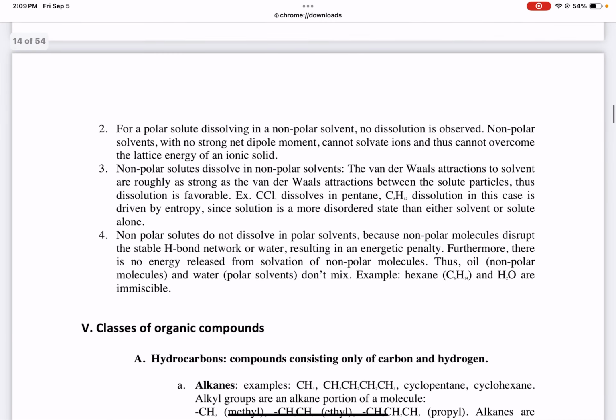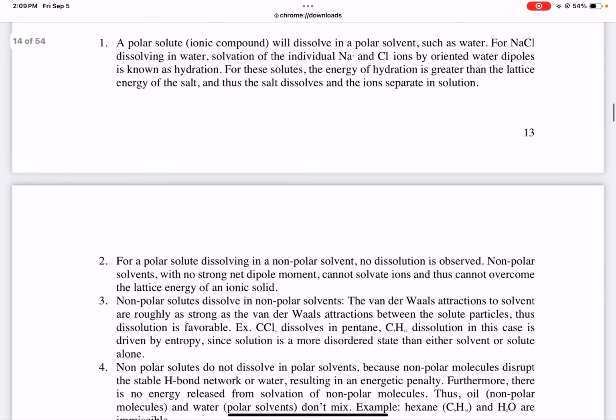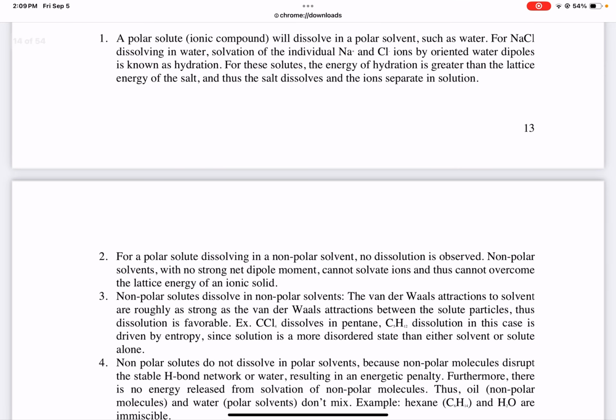Solubility: if you have two compounds with similar or the same polarity, they will dissolve in each other, if it's liquid. But if you take gasoline, which is non-polar, and water, which is polar, they don't dissolve in each other.